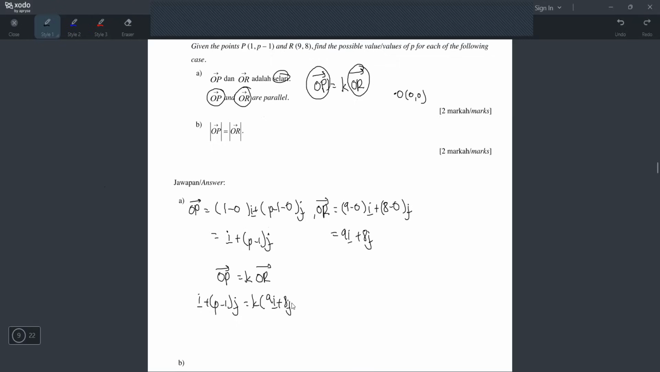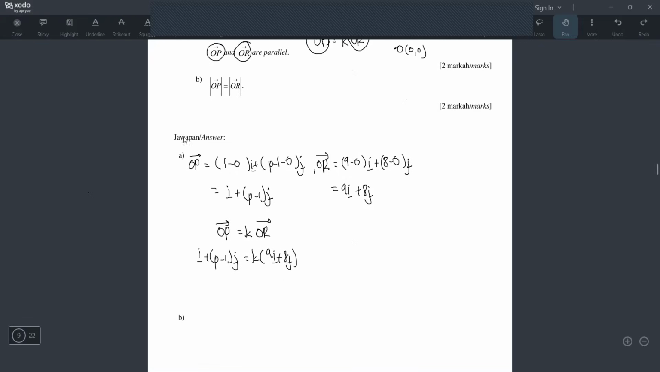Oh, by the way, I want to mention something. When you add this K, it doesn't have to be K. It can be any alphabet you want. Just make sure you don't use an alphabet that already exists in the question. For example, P. If you use P, later you will be confused, because the question already has P. So don't use an alphabet that is already in the question. Okay, so I use K. Usually I just use K.